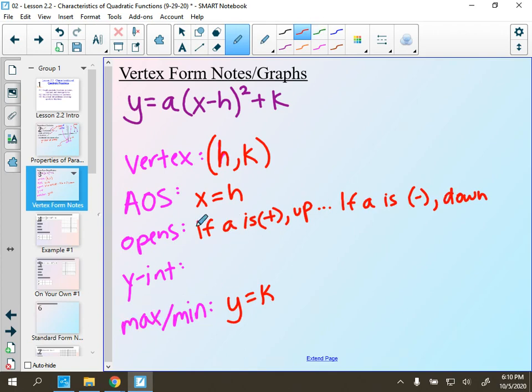The last part. All that stuff was kind of just free. I just looked at this. I saw, okay, a was positive, or it was negative. I knew the vertex. I know the axis of symmetry, and the y, or the maximum or minimum value. The only thing that we actually have to calculate, I'll change color on it, is the y-intercept. Plug in 0 for x, solve for y.